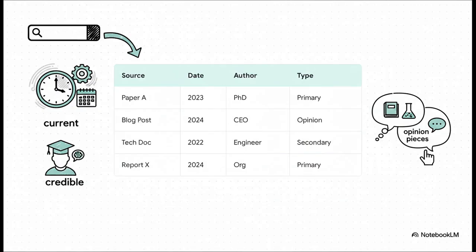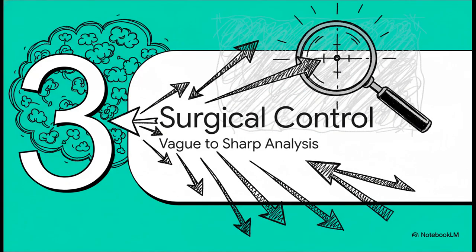Now, what's really cool about this slide is how it turns validation into a concrete process. Before you ask a single question about your actual topic, ask NotebookLM to create a table, just like this one. It immediately flags if your sources are outdated, if the authors are credible, or if you're accidentally mixing hard research with just opinion pieces.